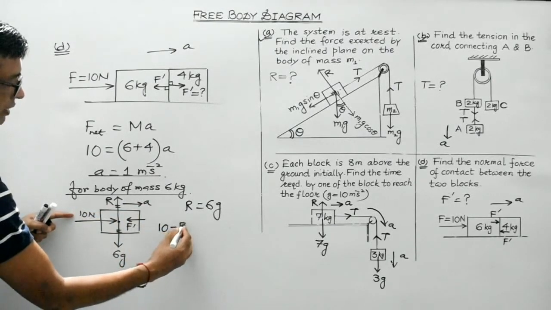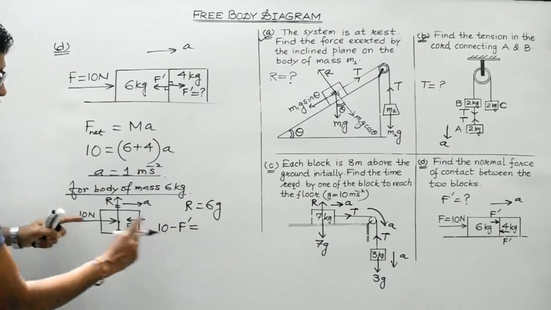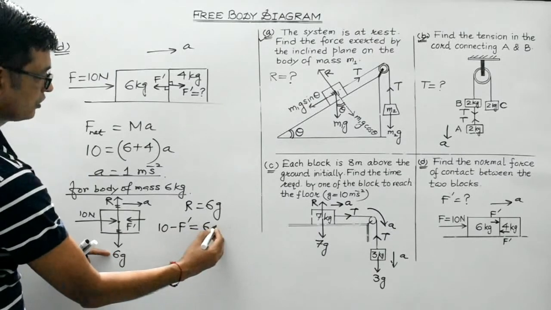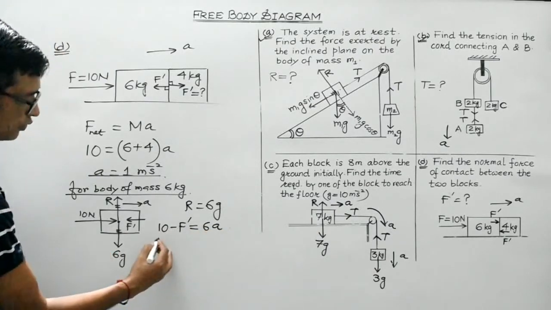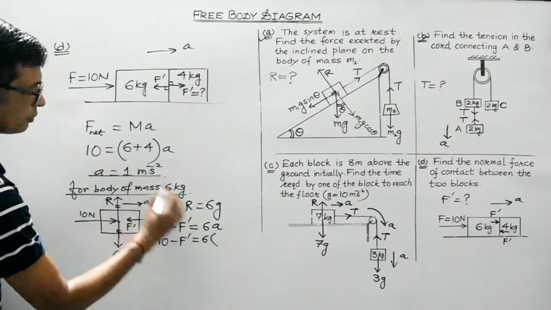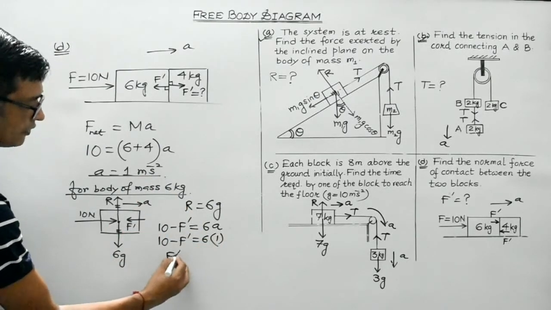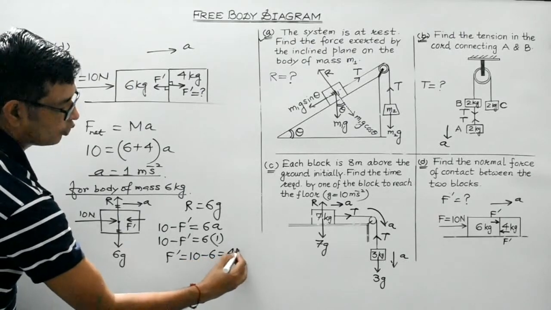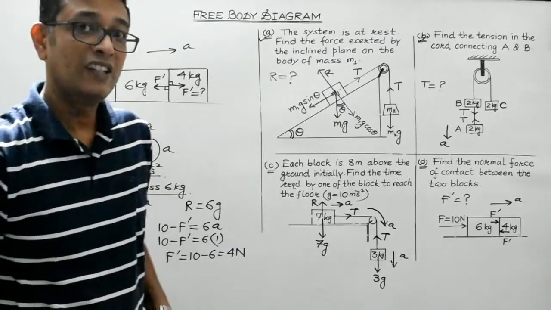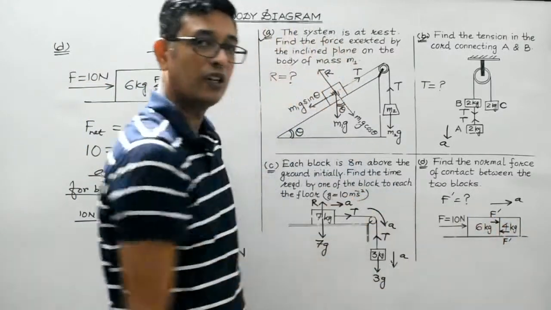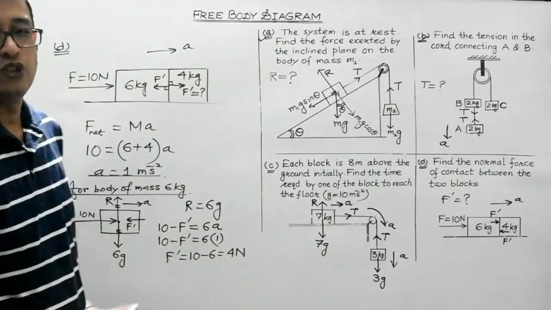10 minus F dash, this is the net force acting on it, is equal to mass into acceleration. Mass is 6, acceleration is A. So, what do we get? 10 minus F dash is equal to 6, A is obtained to be 1. So, F dash would be equal to 10 minus 6, that is 4 Newton. So, students, the contact force, the normal force of contact between the two bodies, is 4 Newton.